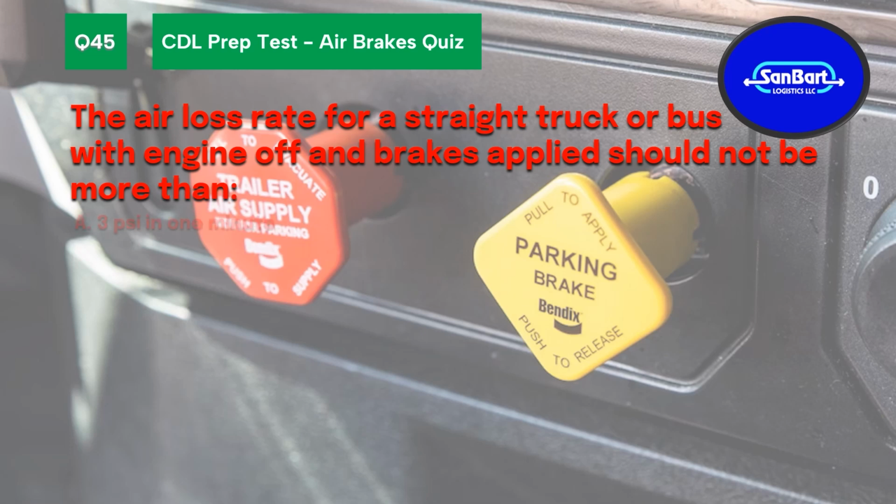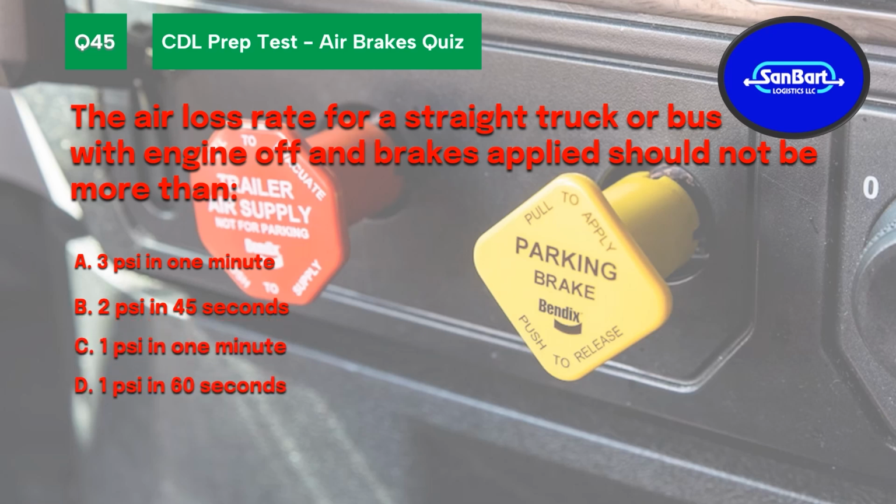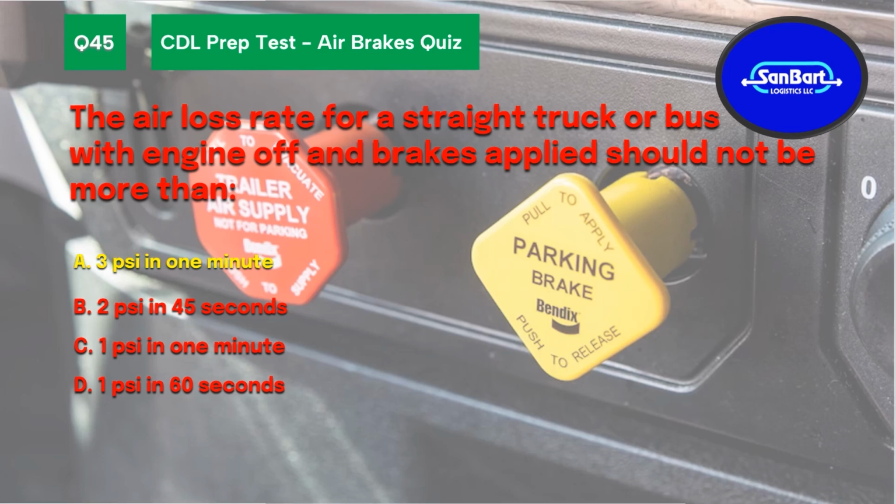Question 45. The air loss rate for a straight truck or bus with engine off and brakes applied should not be more than A. 3 psi in 1 minute. B. 2 psi in 45 seconds. C. 1 psi in 1 minute. D. 1 psi in 60 seconds. The correct answer is A. 3 psi in 1 minute.